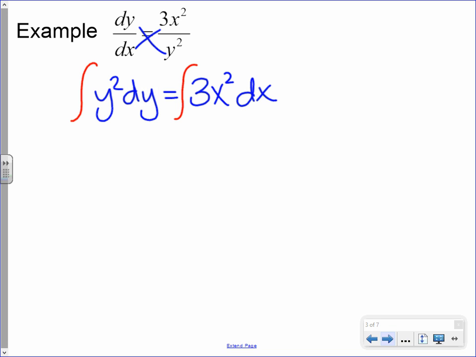Okay? Antiderivative of y squared. What do you have for me, Eli? 1/3 y to the third plus c. Okay? And the antiderivative of 3x squared. Trevor? X cubed.